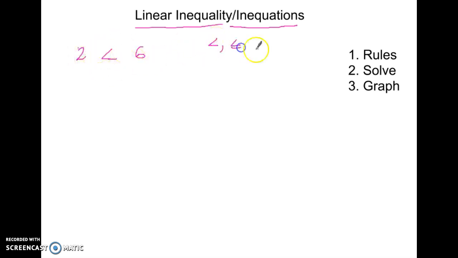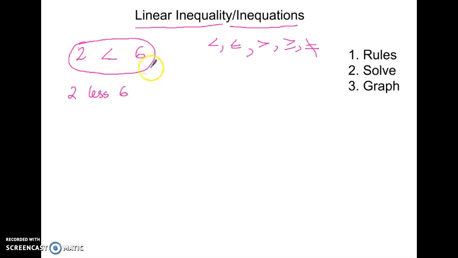Less than or equal to, this is the general symbols for inequalities. That's the greater than sign, greater than or equal to, and you have not equal to. I just want to say that you can read this inequality in two different ways. You can read that as 2 less than 6. You can also read that if you are reading starting from the right side towards the left side. If you're reading it backwards, you can read it as 6 greater than 2. So this is true if you're reading it from the left side to the right side. Okay, so this is true if you're starting from the right side and you're reading towards the left side.